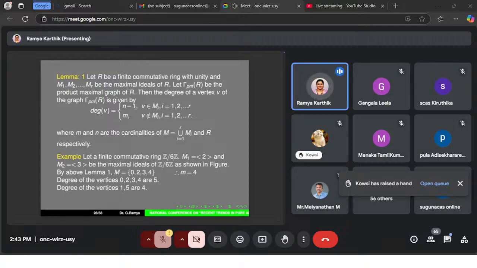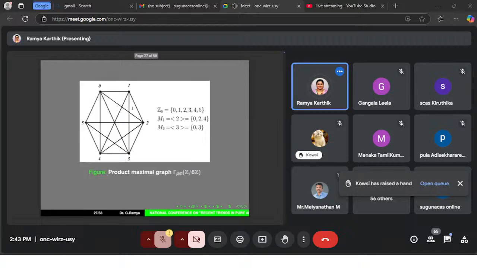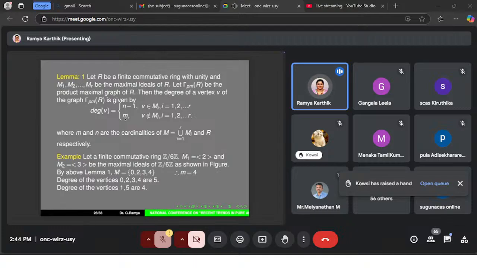V belongs to Mi means what is the degree? N minus 1. Okay, so what about the remaining vertices that do not belong to the maximal ideal? 1 and 5. So look at it carefully. This 1 is adjacent to only the elements of the maximal ideal. 1 is adjacent to 2, 1 is adjacent to 0, 1 is adjacent to 3, and 1 is adjacent to 4. So the elements which are not in the maximal ideal are adjacent to only the maximal ideal. Here the number of maximal ideal elements I denoted by small m. That's why if V does not belong to the maximal ideal, the degree of that vertex is m.